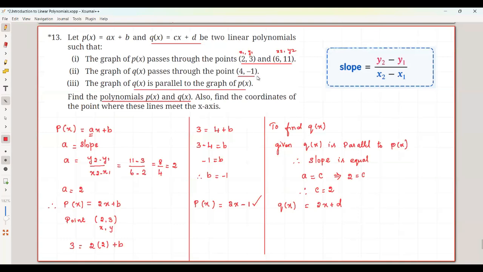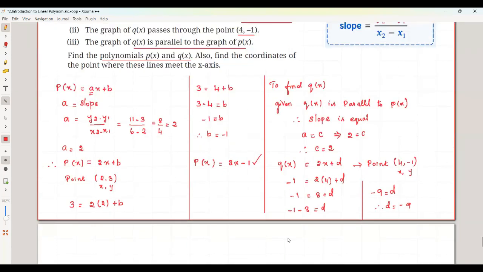The point is given: 4 comma -1. This is the x value and this is the y value. Instead of q of x, we substitute -1 is equal to 2 into 4 plus d. So -1, 2 fours are 8 plus d. Take this 8 to this side: -1 minus 8 is equal to d. So -9 is equal to d. Therefore d is equal to -9.